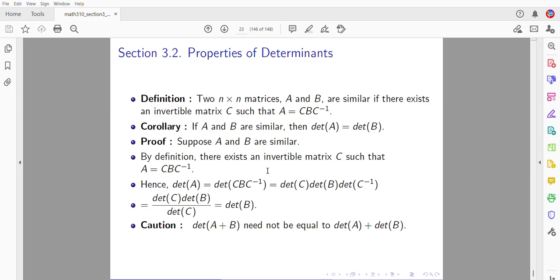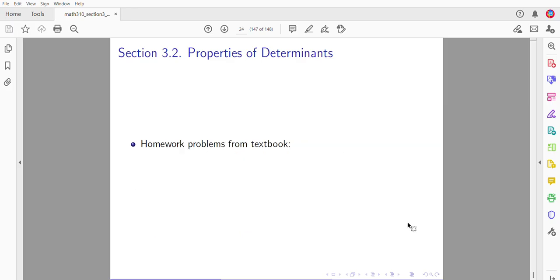Caution. Determinant of A plus B need not be equal to determinant A plus determinant B. This is a very important caution. Determinant splits multiplication. Determinant does not split addition or subtraction.